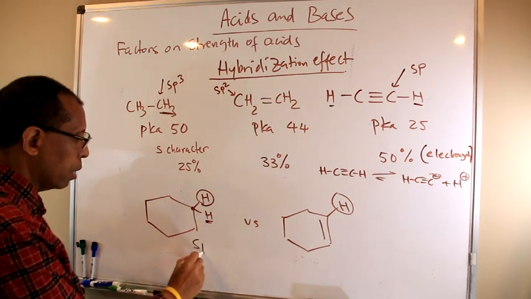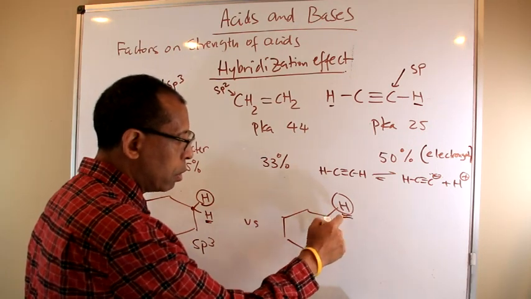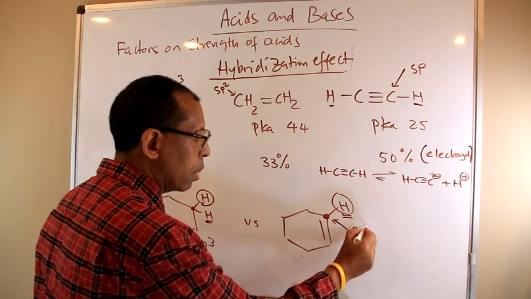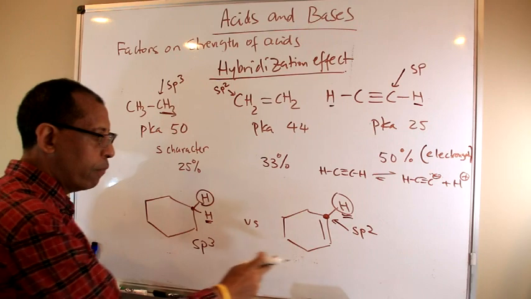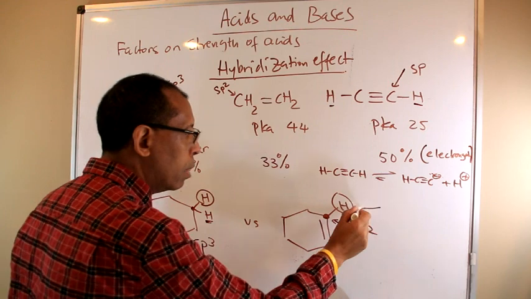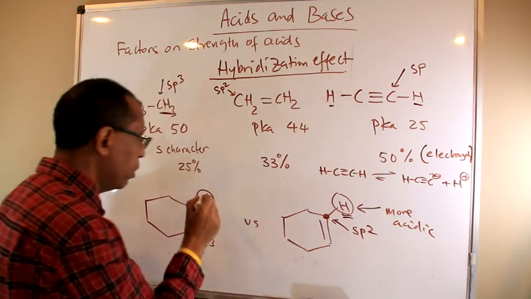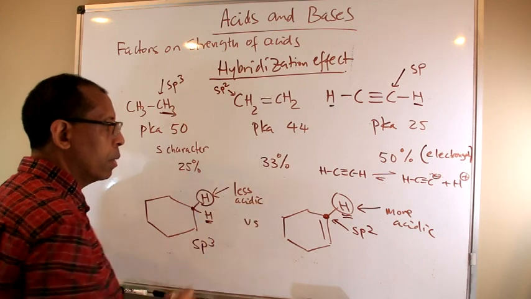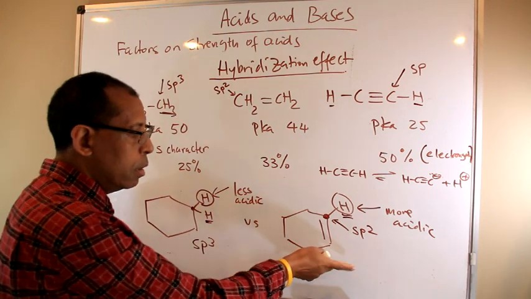This is sp3 hybridized carbon where the hydrogens are, but here if you refer to this particular hydrogen, it is on sp2 carbon. That is sp2 hybridized carbon. So that means this has more S character than this one. Therefore, that proton is more acidic than this proton. So this is more acidic as compared to this, which is less acidic, because the hybridization is such that the S character is lower than this one.